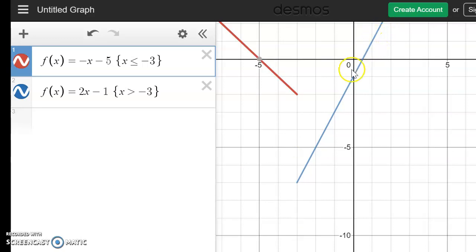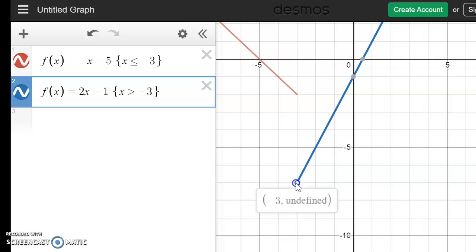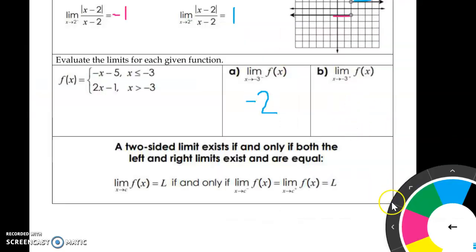So from the right-hand side, as x approaches negative 3, it's getting closer and closer to this value here, which it's going to say undefined because it's not equal to, it's strictly greater than. But if we slide this point, we can see it's getting close to negative 6.7, 6.8, negative 6.9. It's getting closer to the value of negative 7. It's approaching negative 7. So the limit of f of x from the right-hand side is negative 7.